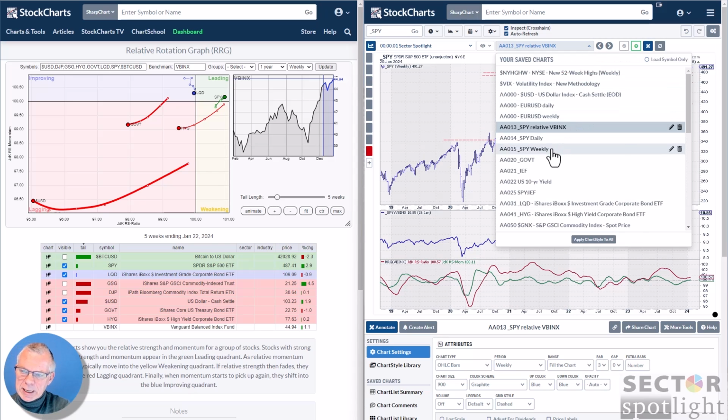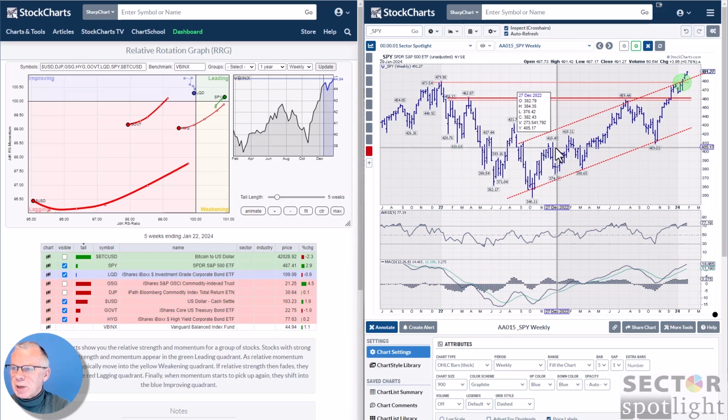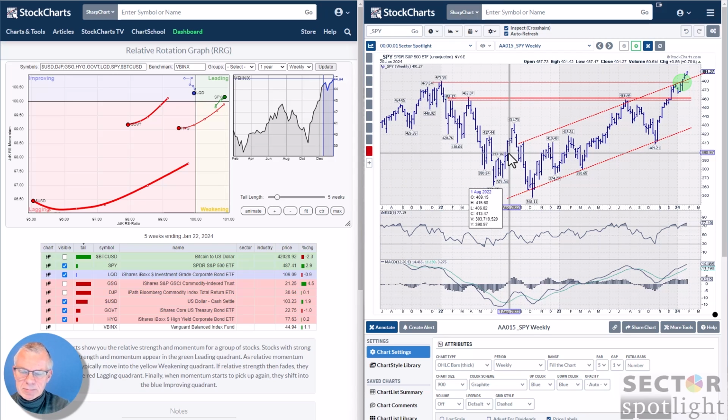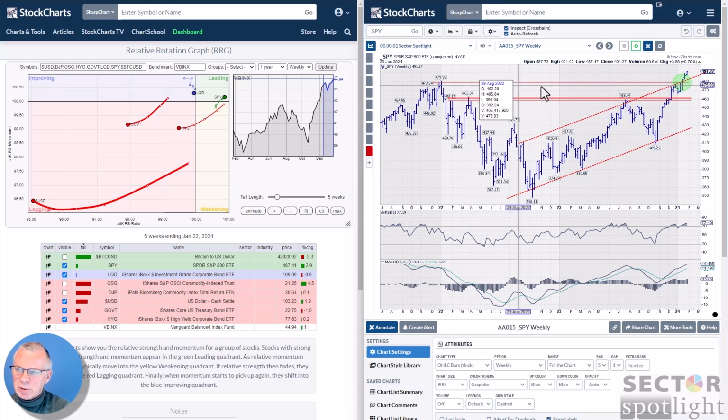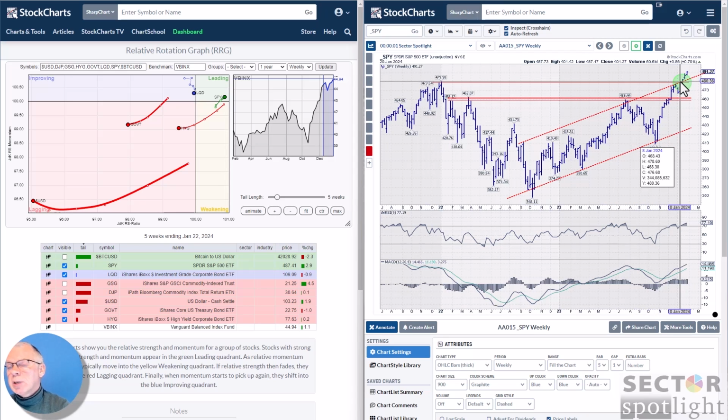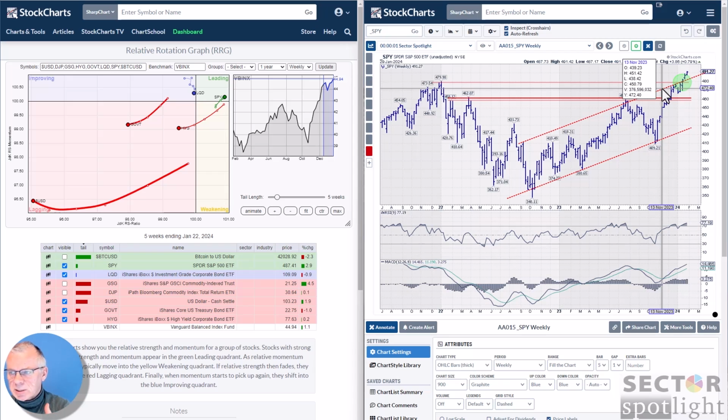And if we look at the price chart for SPY, just on a regular chart, you can see how this break to new all-time highs is holding up very well. It's moving away from that former rising resistance line, so the break is getting more and more confirmation that it's solid and it's valid.